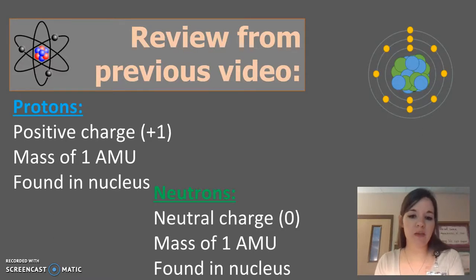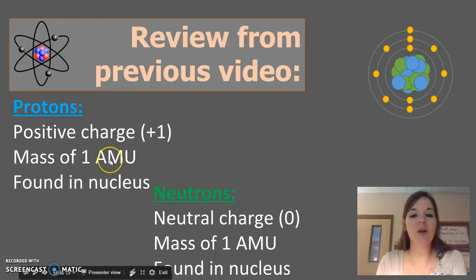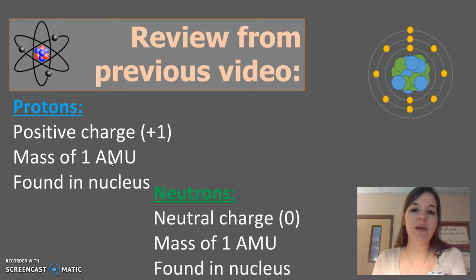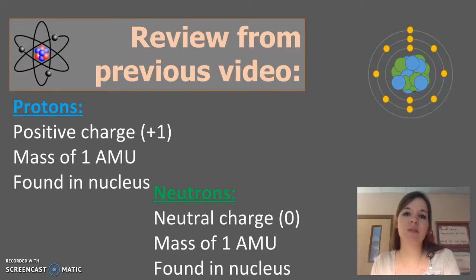We also talked about the neutrons. Neutrons have a neutral charge. It also has a mass of 1 and is found in the nucleus. The reason these masses are important is when we determine the mass of a particular atom of an element, all we have to do is count up the total number of protons plus the total number of neutrons, put that number together, and that gives you your mass.